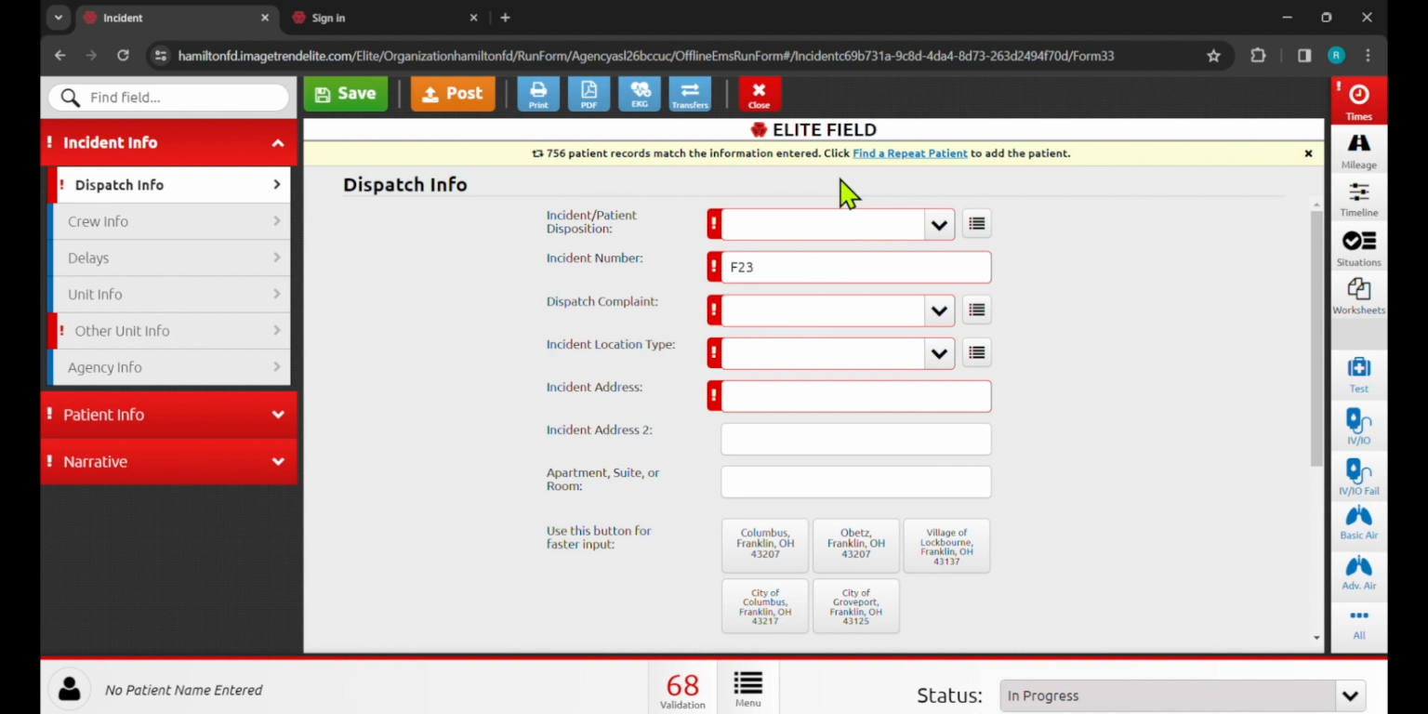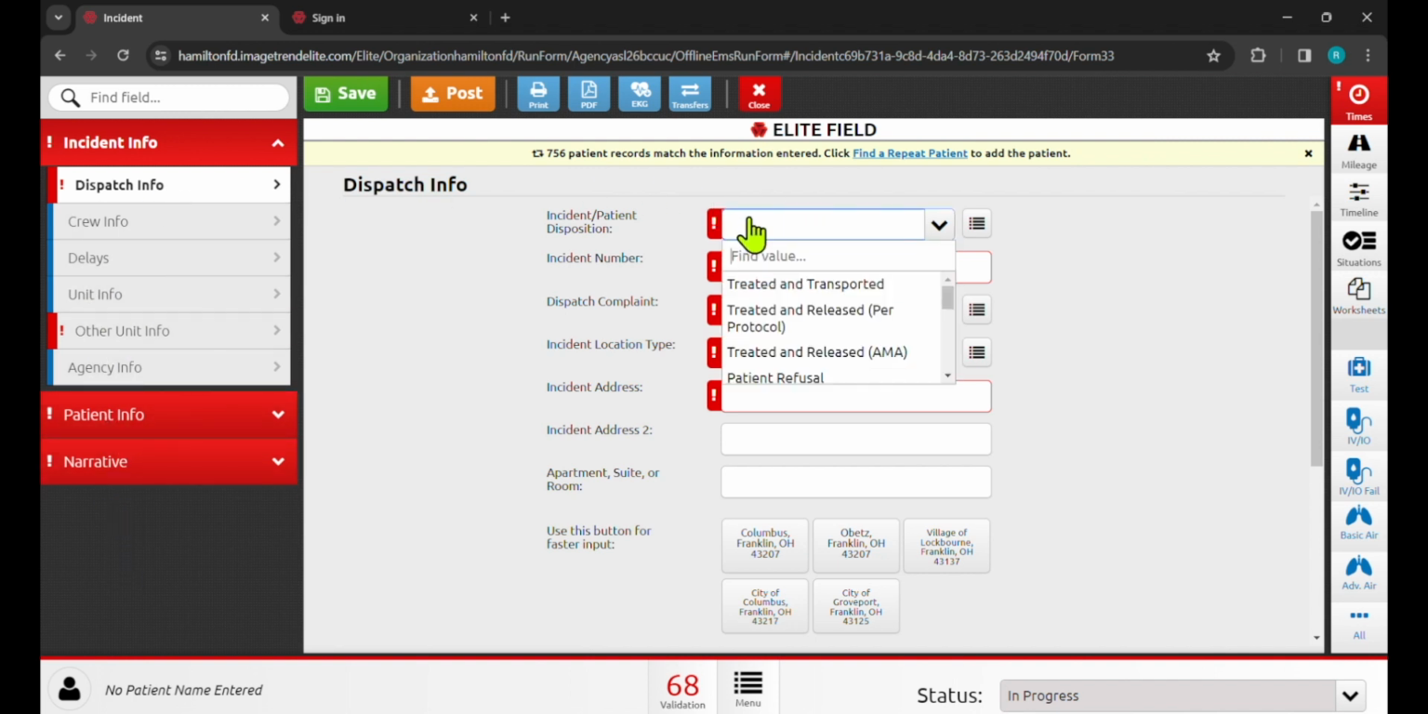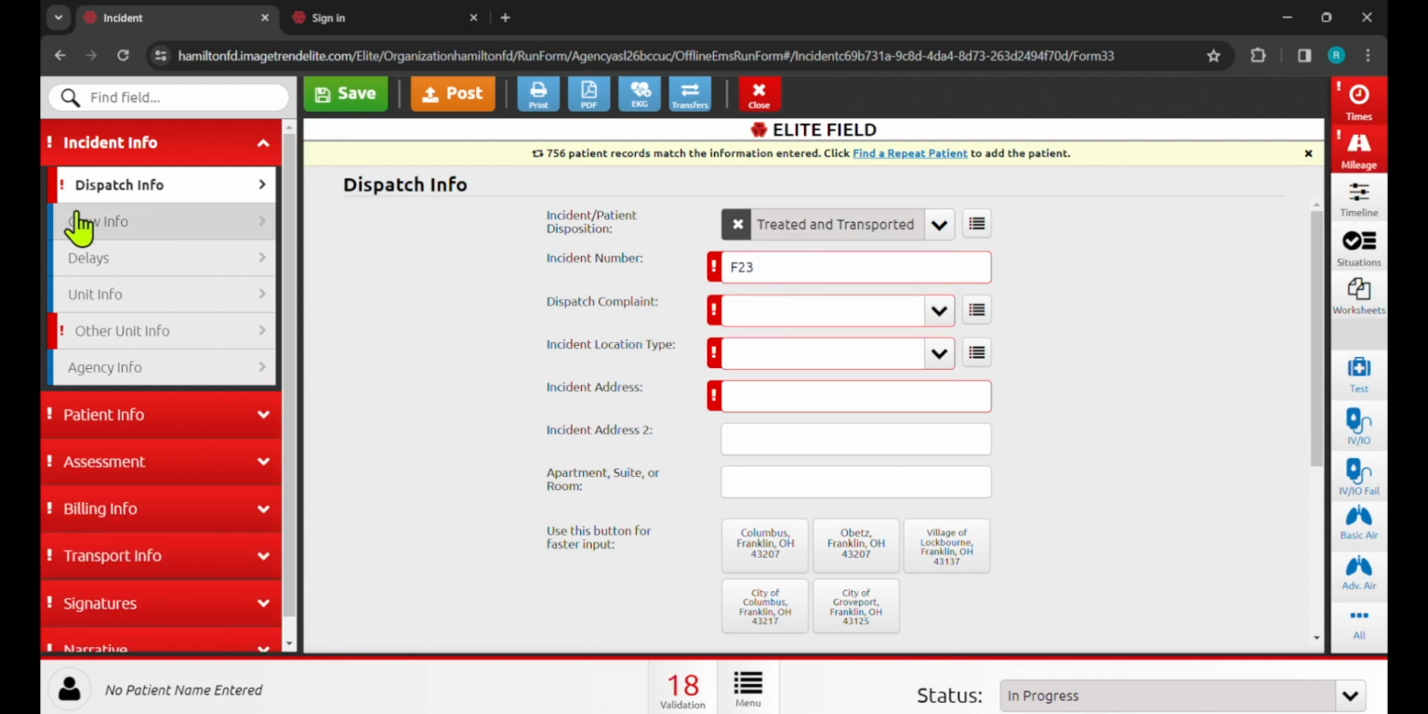So much like most EMS reporting systems, we are flagged red for information that needs to be filled out in order to complete this. There are different requirements for different patient dispositions. So if you see when we select they were treated and transported, a whole lot more just showed up over here. So we are going to go through a treated and transported just because it does require the most information, and I want to make sure that the most information gets out to you in this training video.